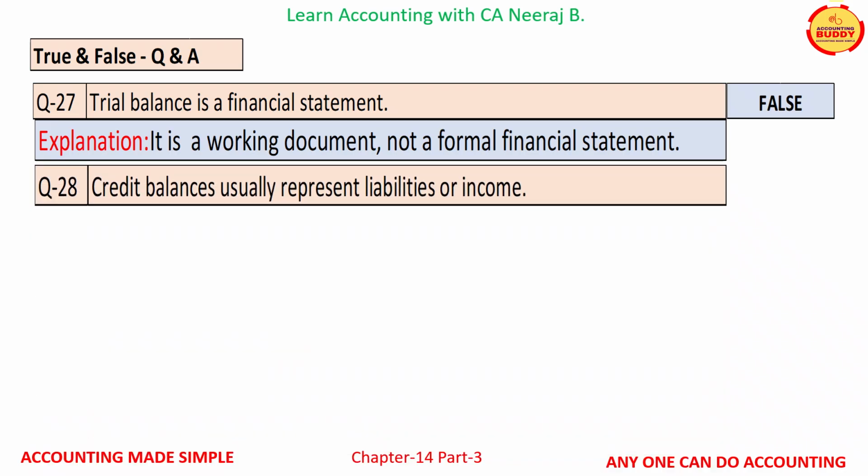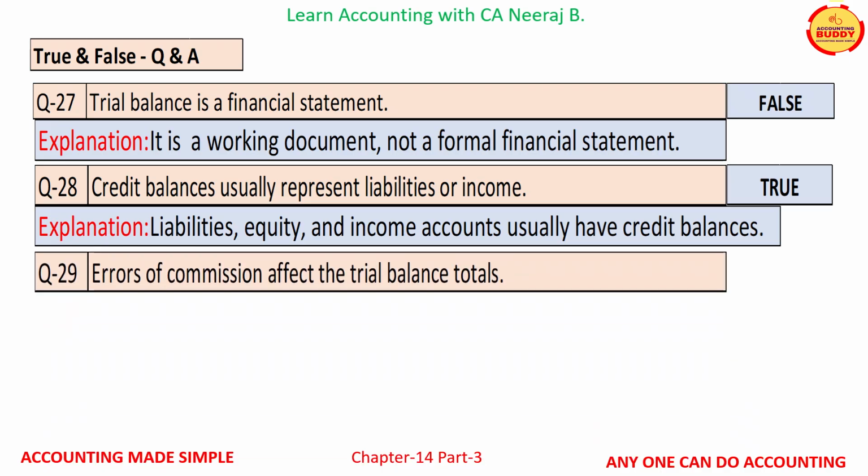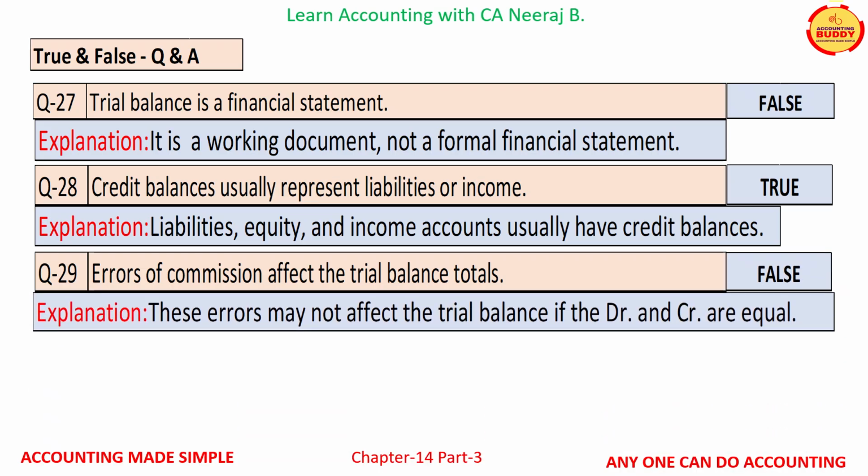Question number 28. Credit balances usually represent liabilities or income. This is a true statement. Liabilities, equity and income accounts usually have credit balances. Question number 29. Errors of commission affect the trial balance totals. This is a false statement. These errors may not affect the trial balance if the debit and the credit columns are equal.